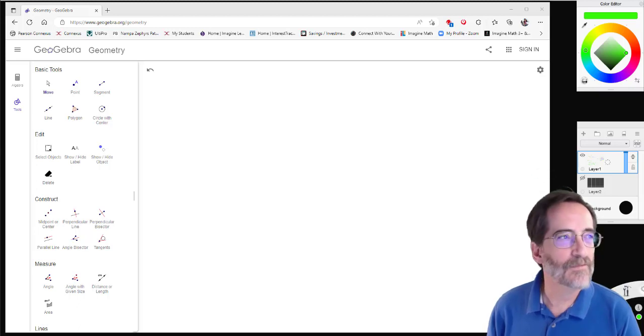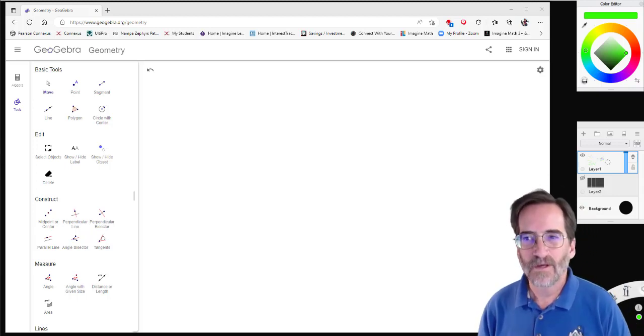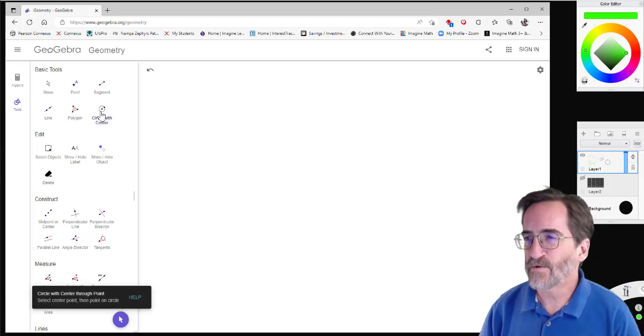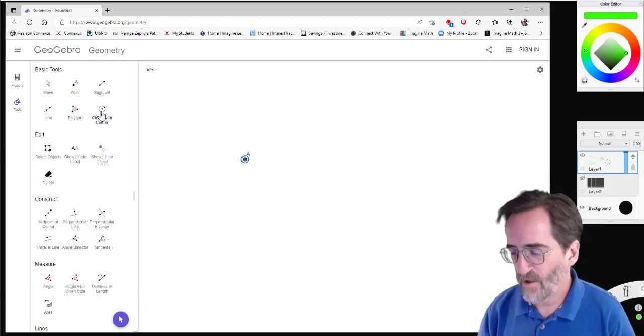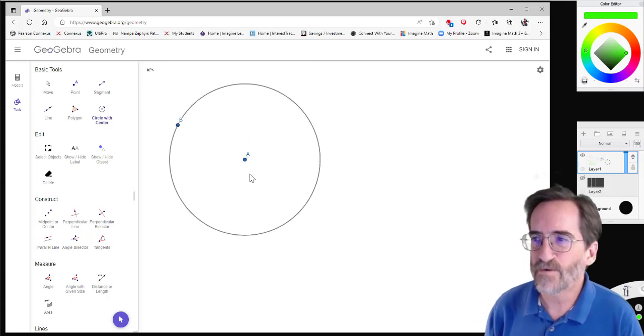This is Geometry B, Unit 7, Lesson 3. We're talking about something called inscribed angles. So first we need to define what an inscribed angle is. We start with a circle. Draw a circle with a center and a point on the circle here.